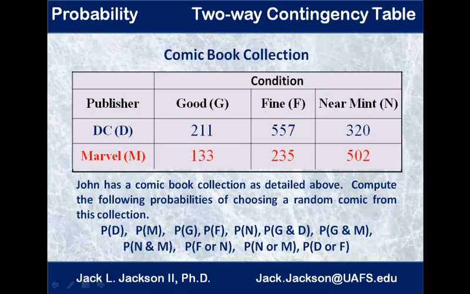We're going to start by looking at what we call a two-way contingency table. In this case, we're going to use for this example a comic book collection owned by this guy named John. His comics come in two publishers, DC, denoted by D, and Marvel, denoted by M, and in three conditions, good, fine, and near mint, which we're going to denote by G, F, and N.